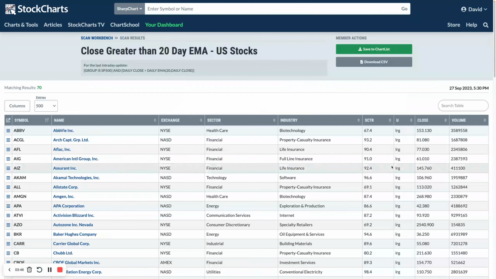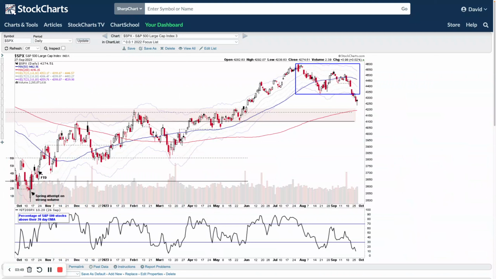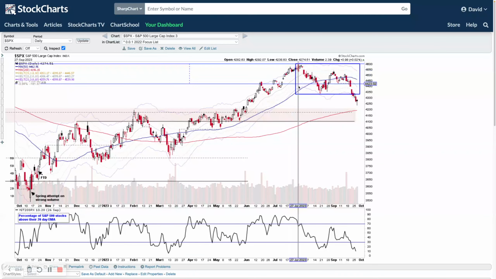So if we move on to the S&P 500, similar kind of prospect with this one. You can see it has pulled back.